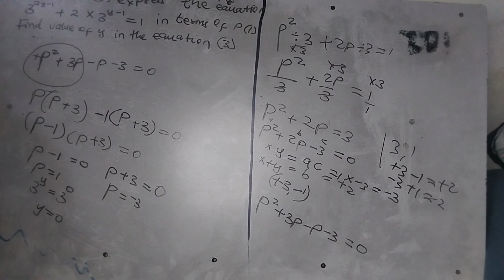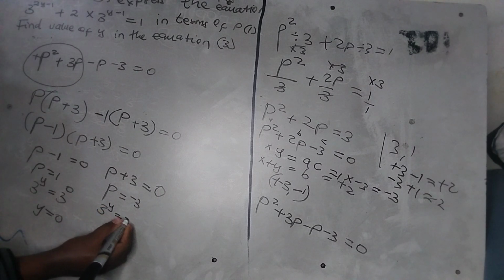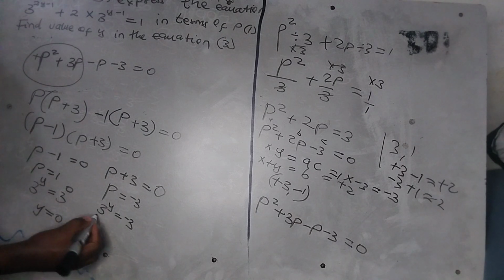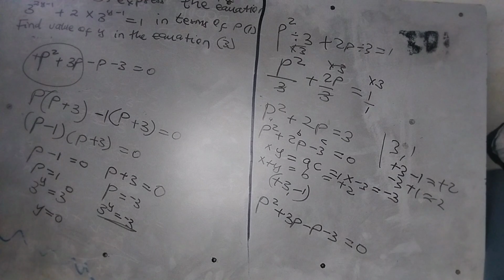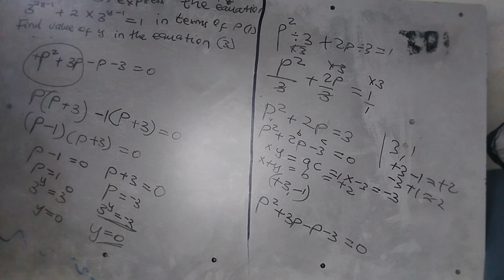What about on the other side? P, which is 3 to power y, becomes -3. -3 can never be expressed as a power because it is a negative. And a negative cannot be expressed as a power. So that nullifies this value. It ends just like that. What is our answer for y? Y becomes 0. How many marks, learner? 4. Just playing with the numbers.